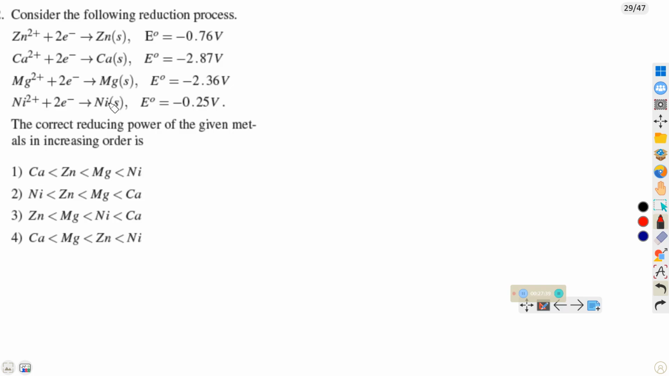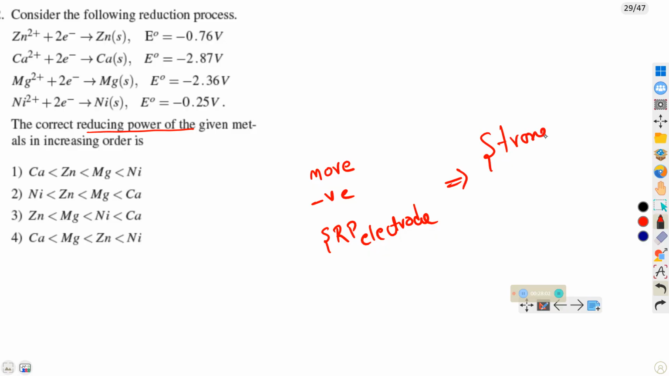Consider the following reduction process. The correct reducing power of the given metals in increasing order. Remember, more negative SRP electrode means strong reducing power. More negative SRP, identify in this: minus 2.87. So it ends with calcium, strong, calcium before magnesium. Based on that, second option.